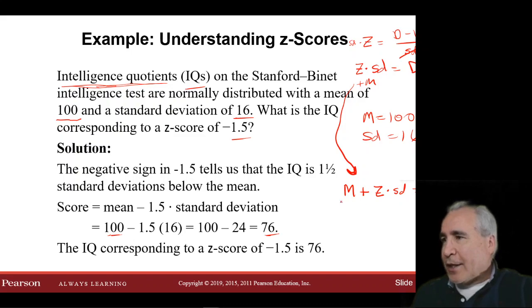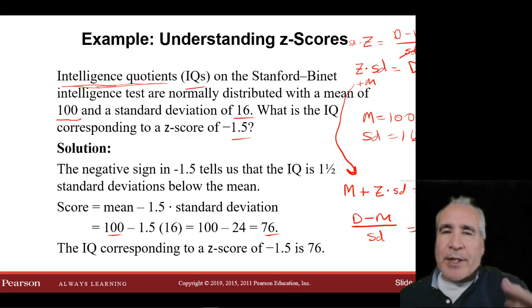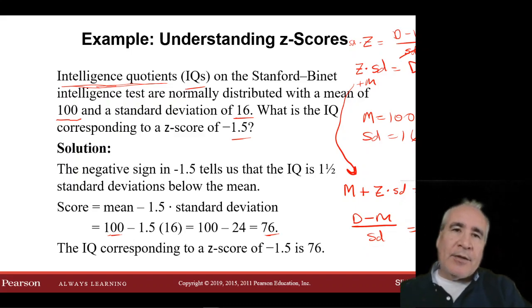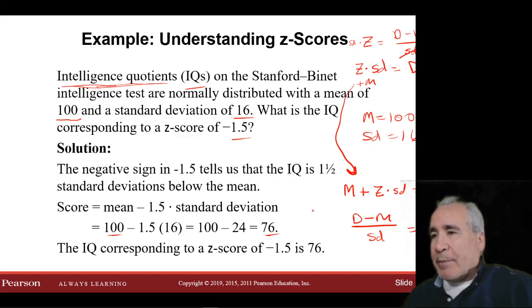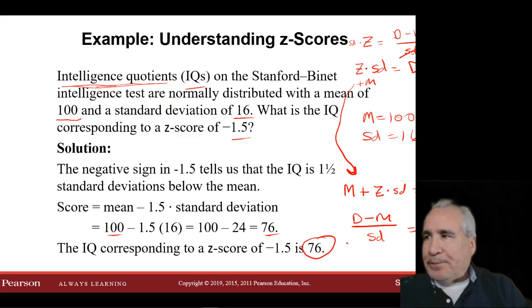Okay, and remember, we've got these two formulas. This one is if they give us a standard score and we want to find the data value, we use this. If they give us the data value and we want to find the z-score, we use this one. So we've got the two formulas. We can go back and forth between a data value and a standard score. Bottom line, that would be an IQ of 76, which is 1.5 standard deviations below.